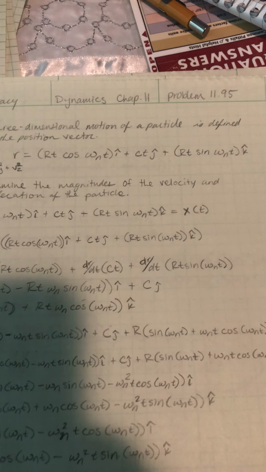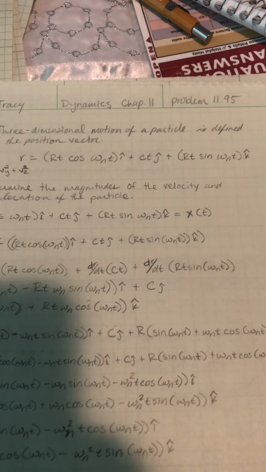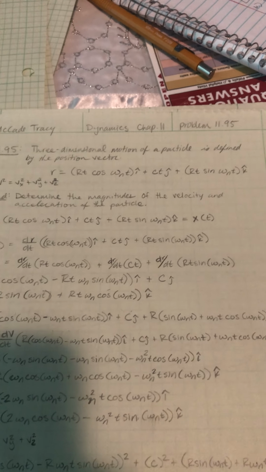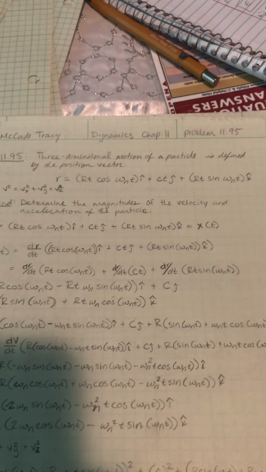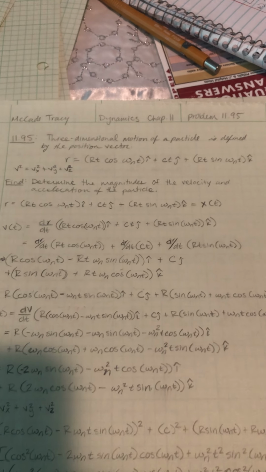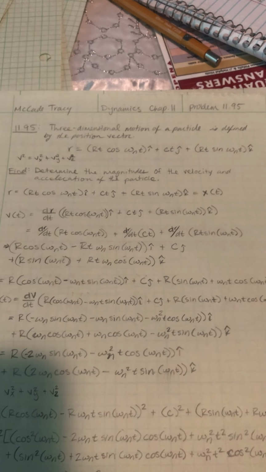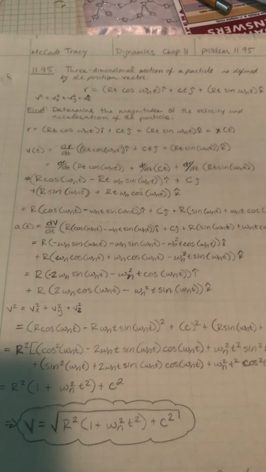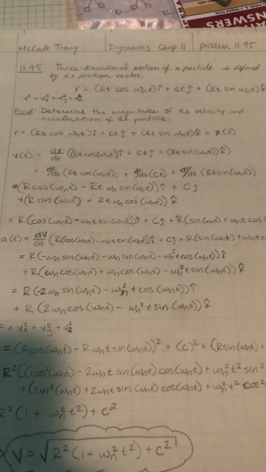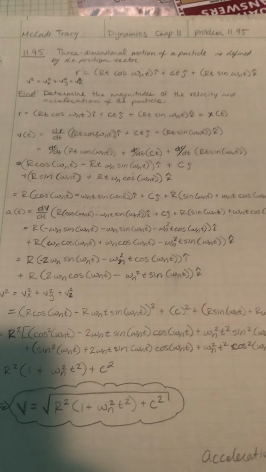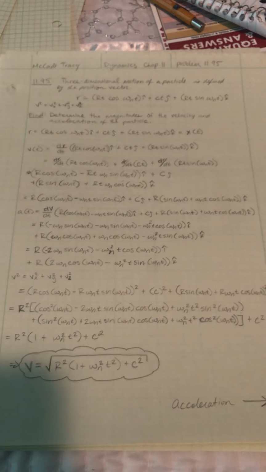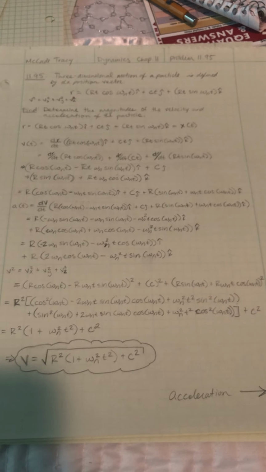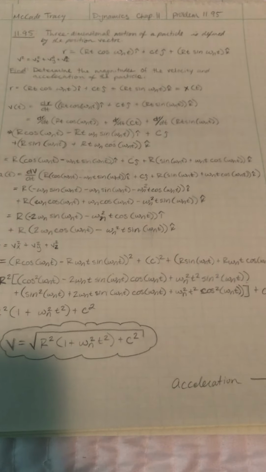Going from our initial equation, we're asked to determine the magnitude of velocity and acceleration of the particle. So we need to take the derivative of this and find both the acceleration and velocity. Here we are finding the velocity function, and through all of this we are able to find the constant.